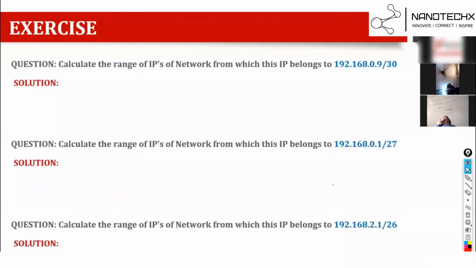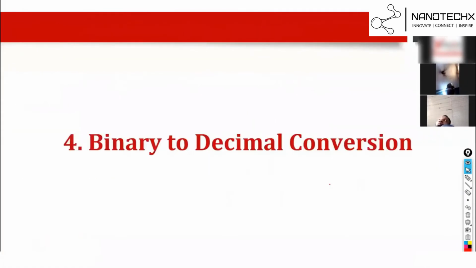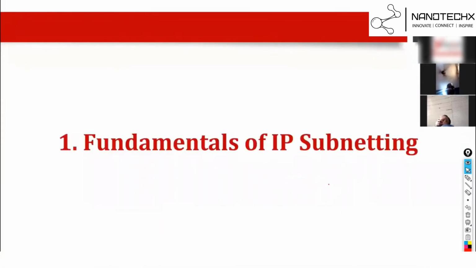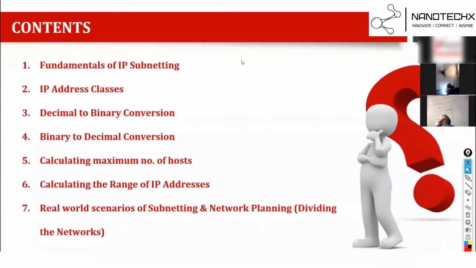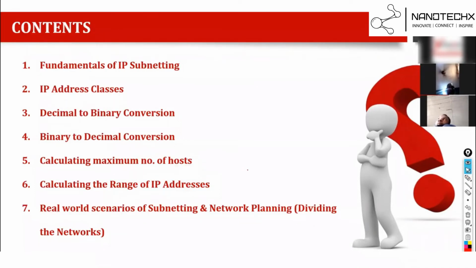Let me revise everything. Let me give you a summary and then I'll unmute you one by one so that you guys can ask questions as well. So what we studied today, there were a total of 7 modules, 7 topics which we have covered. We went through fundamentals, we went through IP address classes A, B, and C. We also went through decimal to binary and then back from binary to decimal conversion, maximum number of hosts in a subnet, how to calculate the range of IP addresses if you know one IP, how to find which range it belongs to. And then tomorrow we are going to do the real world scenarios as well.